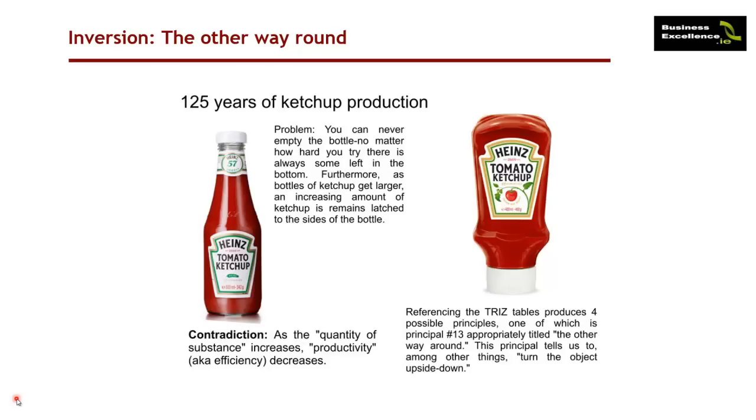But one of the principles that TRIZ suggests is turn it the other way around. So if you turn the bottle the other way around, as in upside down, what happens is gravity causes the tomato ketchup to move towards the opening. Traditionally, we would have viewed the opening as being the top. But if we increase the base, then by turning it upside down, the bottle will actually stand upright. Hence, we solve the problem.